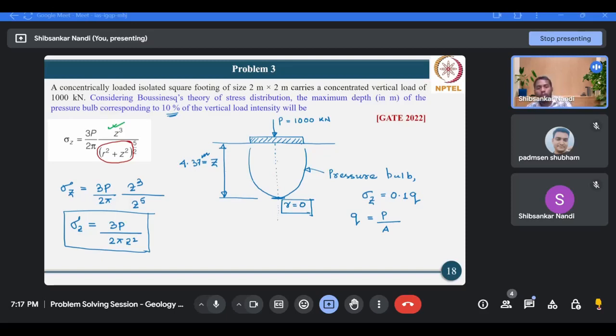So at this point also, you will be having sigma z equals to 0.1 times Q. But here R is not equal to 0. But since this depth doesn't indicate the maximum depth of the pressure bulb, we cannot take it. So we have to take the maximum depth. Okay, so that was the objective of this problem. So I hope it's clear.